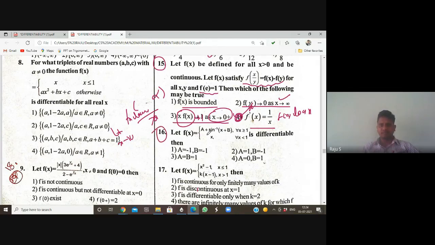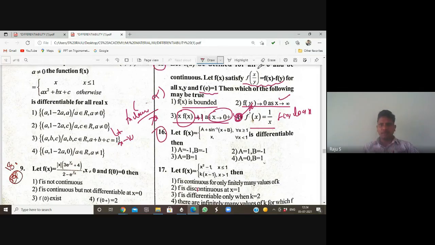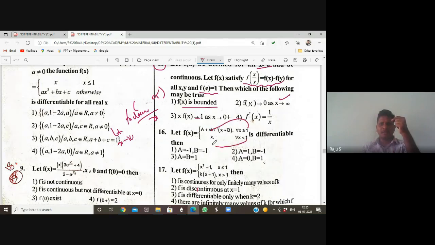Question number 16. Okay. Here, question number 16 is differentiable. Clearly, they have given differentiable. For what value of a and b will it be differentiable? Here one advantage is there in this question. To find a comma b, first see, students, it is continuous. Every differentiable function is continuous only. Continuous is nothing but when I substitute 1 here in place of x, both must be equal.